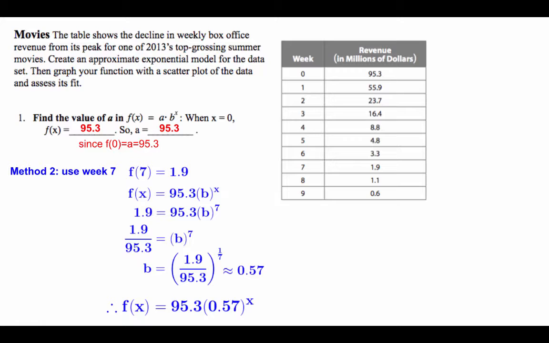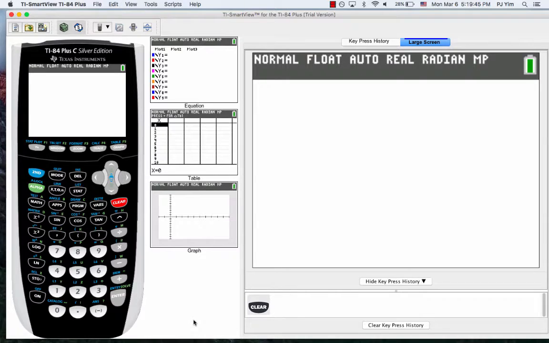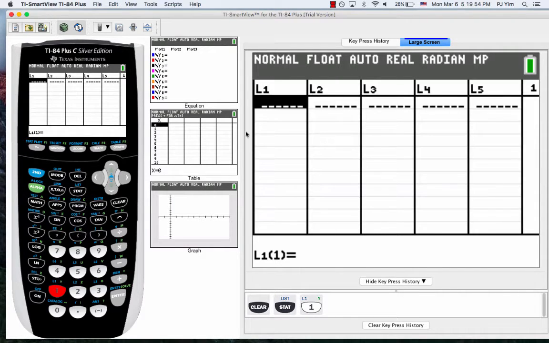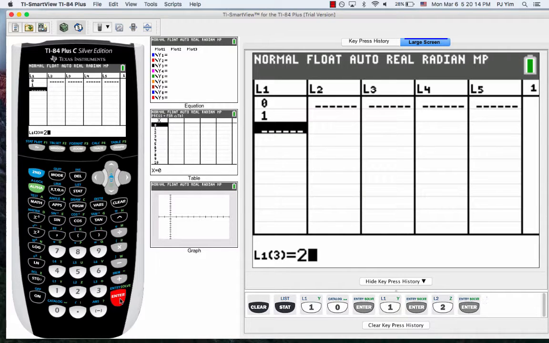The lesson today is showing you how to use the scatter plot on your TI-84. What you need to do is go to Stat and then Edit, 1. Press 1. So we have lists L1 and L2. What we need to do is put in the values of the table that we had. L1 will take the place of the number of weeks. That will be the input value. It starts with 0, then 1, 2.